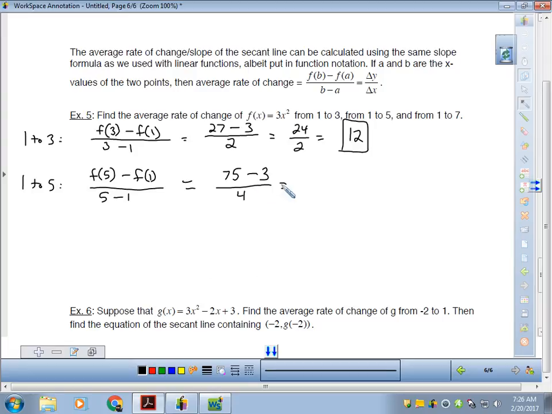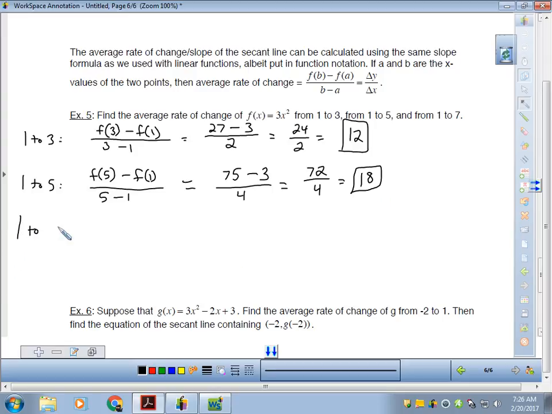On top, 75 minus 3 is 72 over 4. So does 4 go into that equally? Yeah, it does. 4 goes into 7 one time, leaving 3 behind. We would drop down to 2, so it would be 32. 4 goes into 32 8 times. So we get 18. Alright, so that's our average rate of change, our average slope, from 1 to 5.